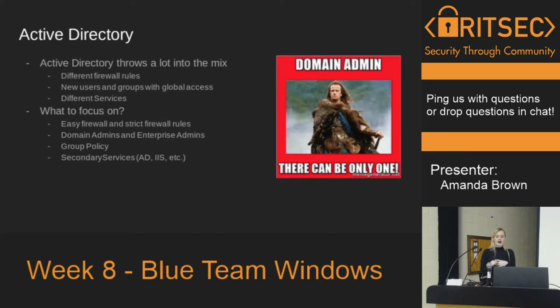You will have domain admins and enterprise admins, so make sure that all the controls for those are good. And group policy. Group policy will allow you to push out different policies to every machine on your network, on your domain. And then keep in mind that secondary services might be running, so IIS, DNS, and if you do have these secondary services running, you need to take them into consideration for your firewall rules, just in general. Know what's happening on your system, know what's happening on your network.